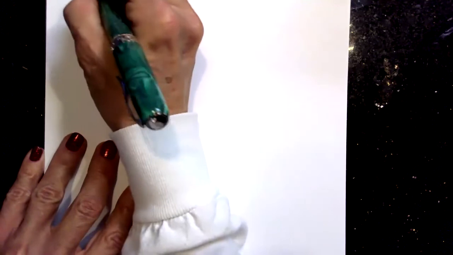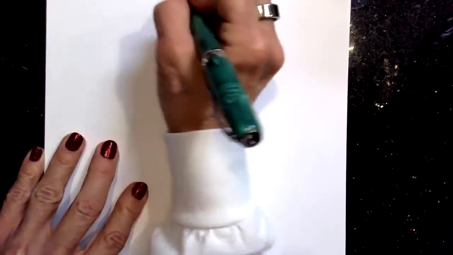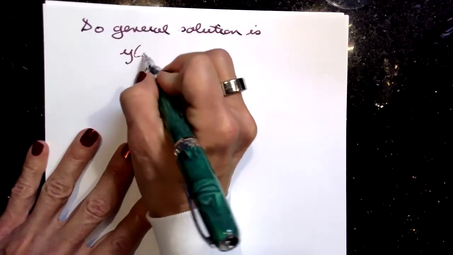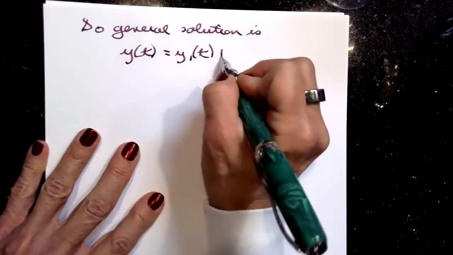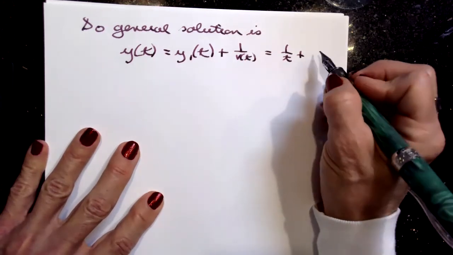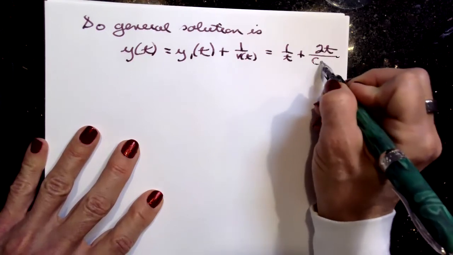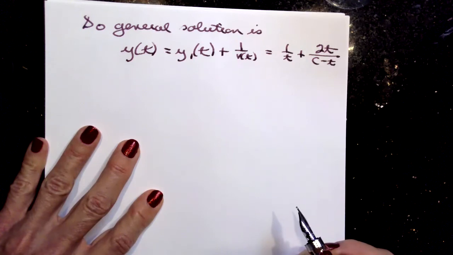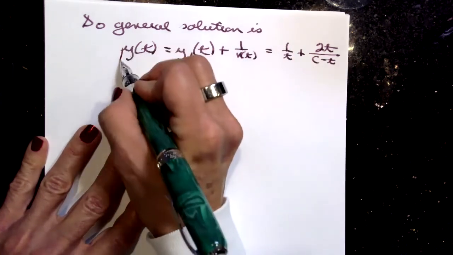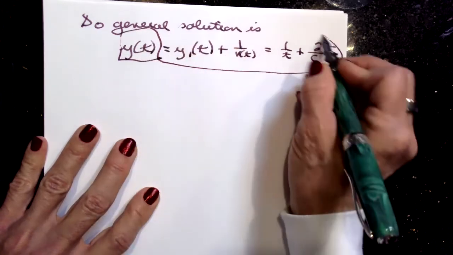Okay. And then finally, putting that together, we can see our general solution. So move that out of the field of view. So the general solution is y of t is y1 plus 1 over v, which is 1 over t plus the 1 over v we found before, which was 2t over (c minus t). So you can leave it like that. You could write it as a single fraction, doesn't matter. Either way, it's fine. Okay. So here's your general solution. y of t is equal to this.